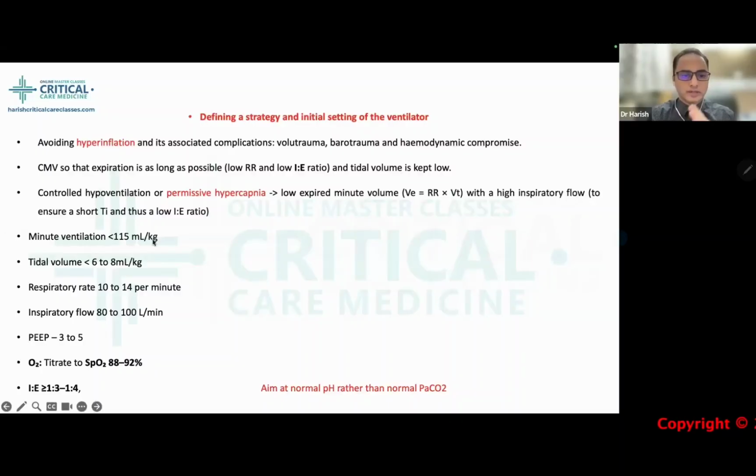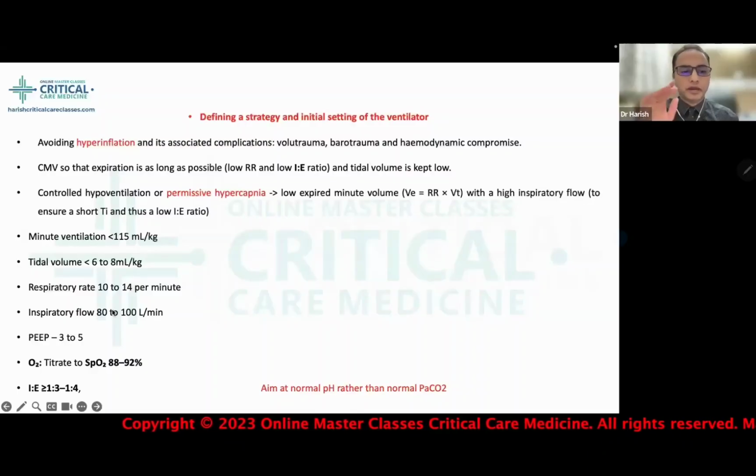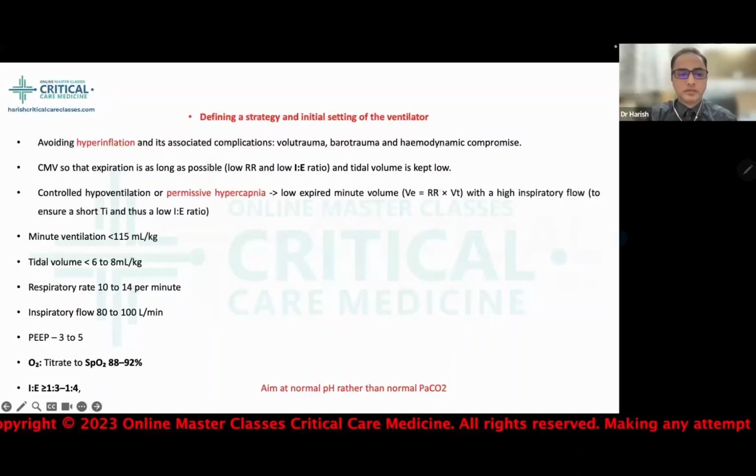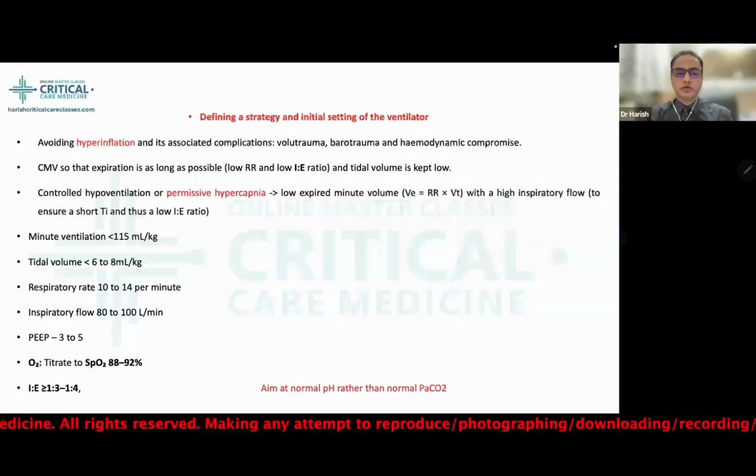Minute ventilation should be less than 115 ml per kg. Tidal volume should be less than 6 to 8 ml per kg. Respiratory rate somewhere between 10 to 14 per minute. Inspiratory flow around 80 to 100 liters per minute. PEEP of around 3 to 5. Titrate FiO2 to saturation of around 88 to 92%. I:E ratio somewhere around 1:3, 1:4 you can maintain.